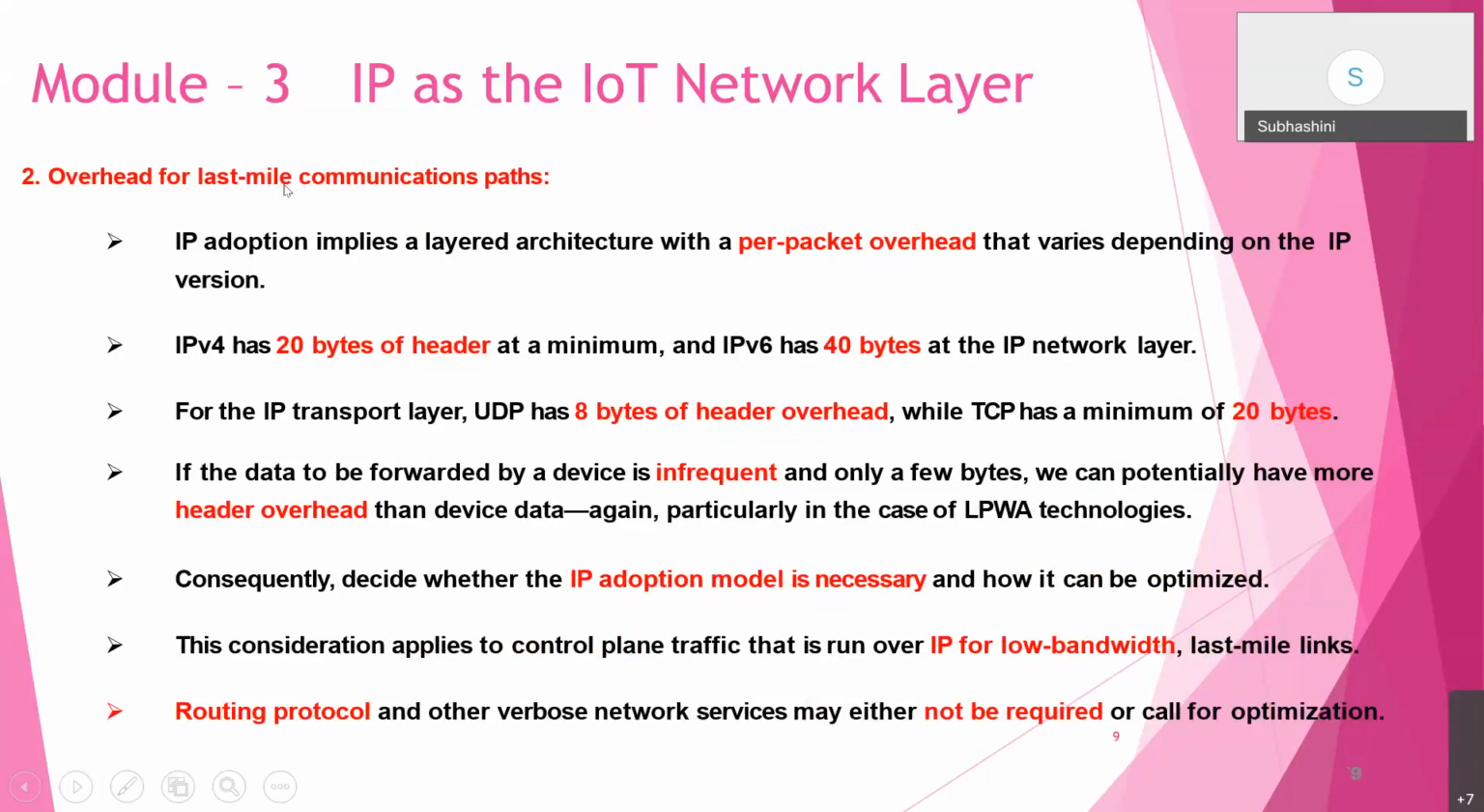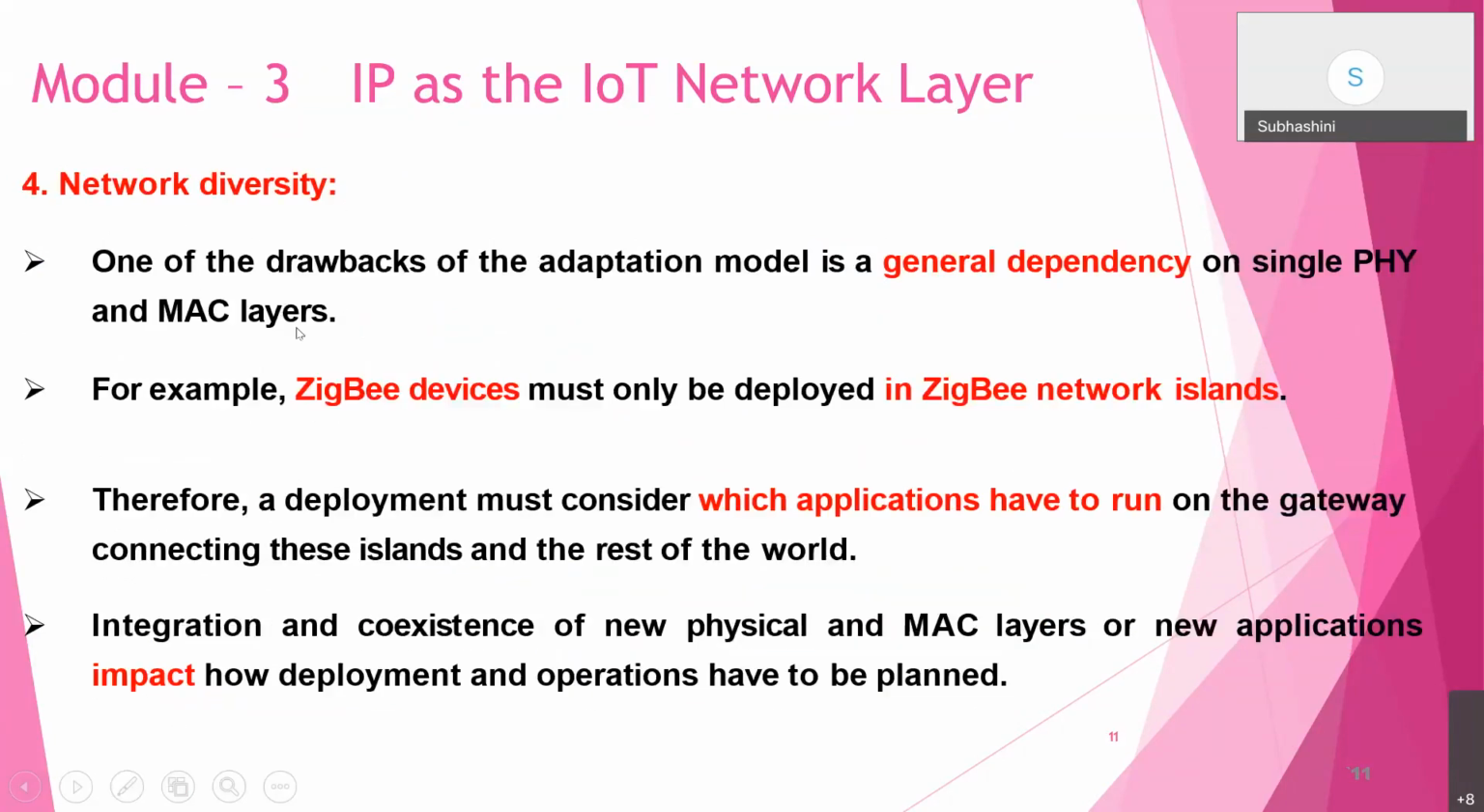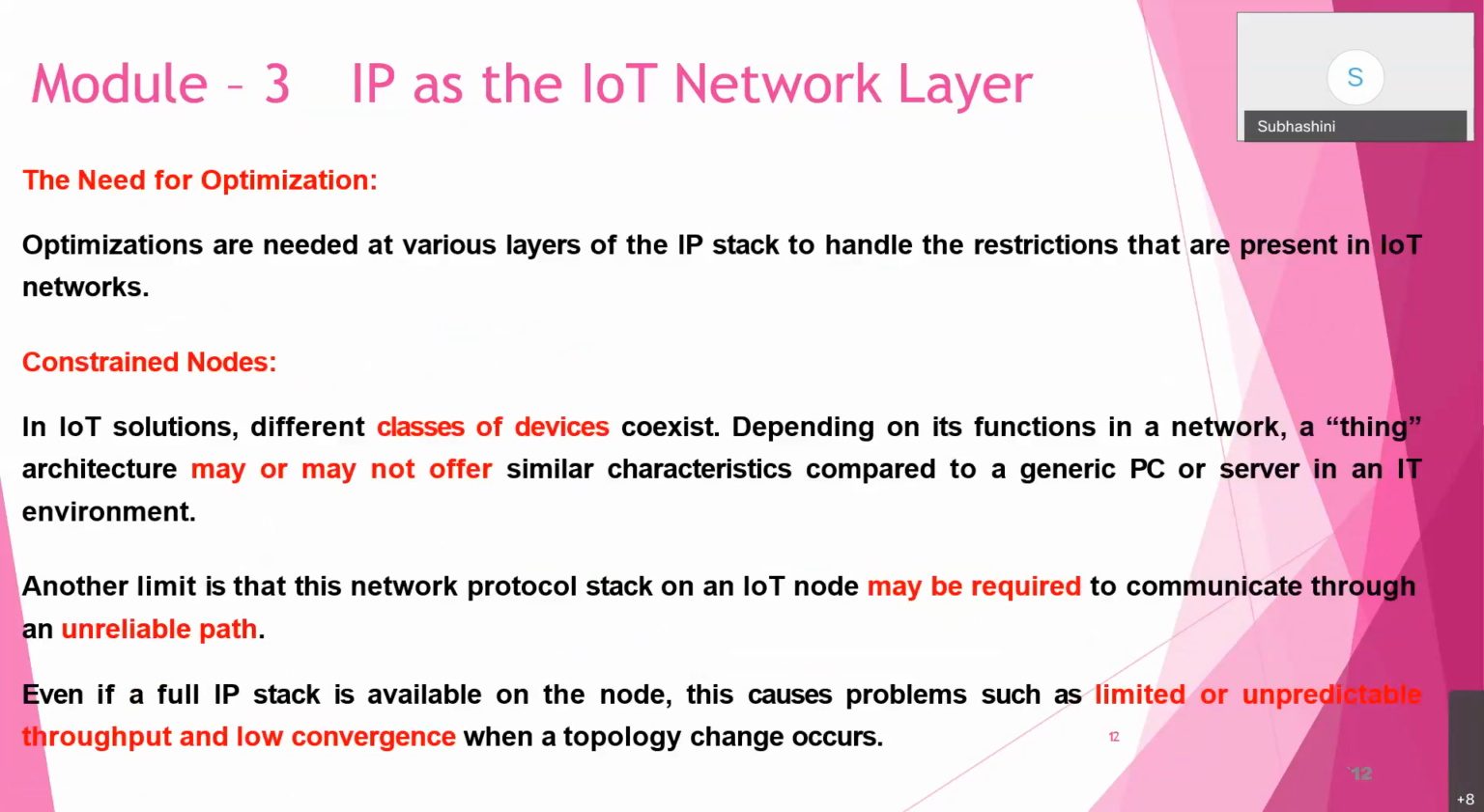The other one is the overhead involved in the last mile communication path. That means for long distance communications, what is the overhead involved? Depending upon this, you can make a choice whether adaptation is good or adoption is good. And the other one, depending upon the data: what type of data flow your model is using. Depending upon that, you can also choose either adaptation or adoption. And different categories of networks you're using. If you're using multiple categories of networking devices followed by different categories of networks, then which type of model can I go for? So these are some of the parameters to choose which model is suitable.